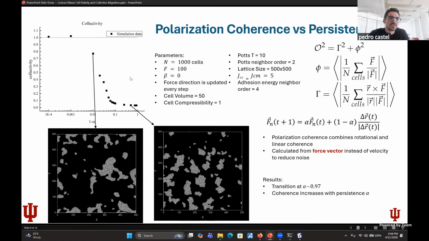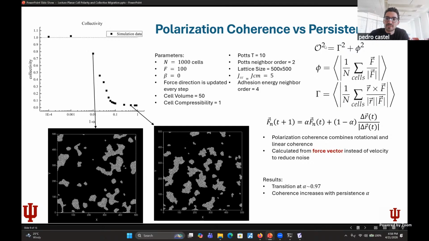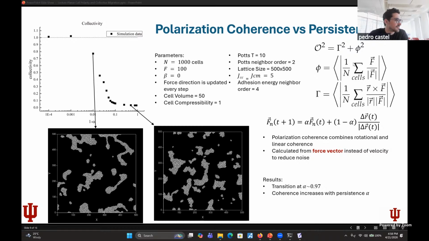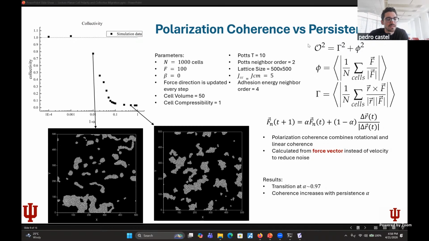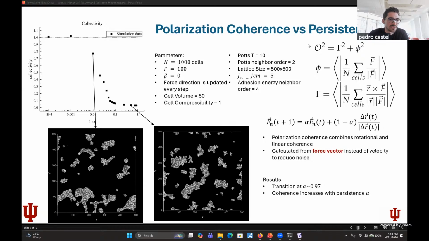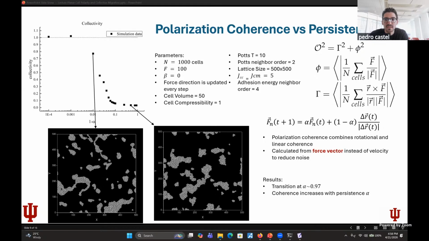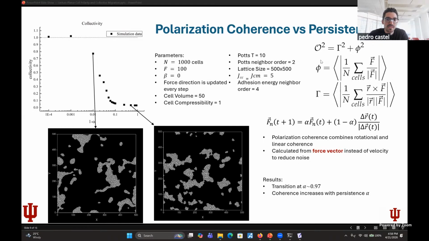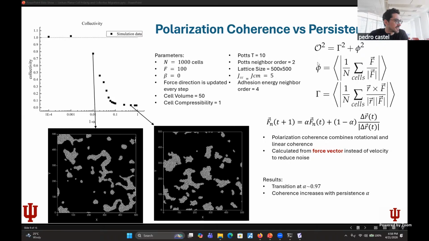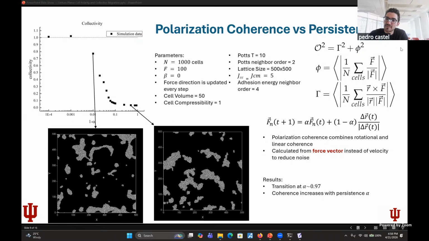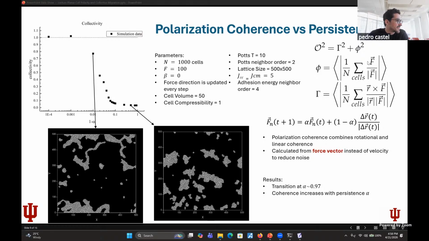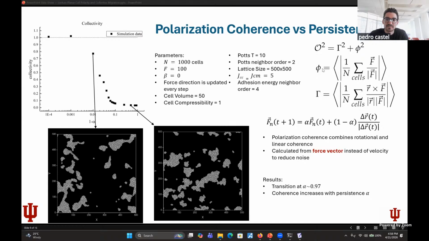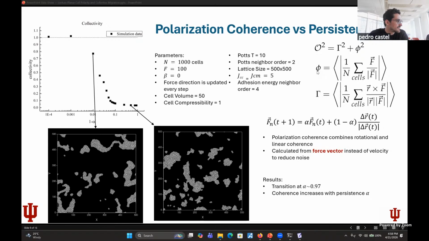You can also define a collectivity parameter. So there are these beautiful mathematical formulas here for getting something that captures the collective behavior of the system. So phi is the mean alignment of cell polarity. F is the polarity vector. So you're getting the average of that. So the more the cells are aligned, the more phi is close to 1.